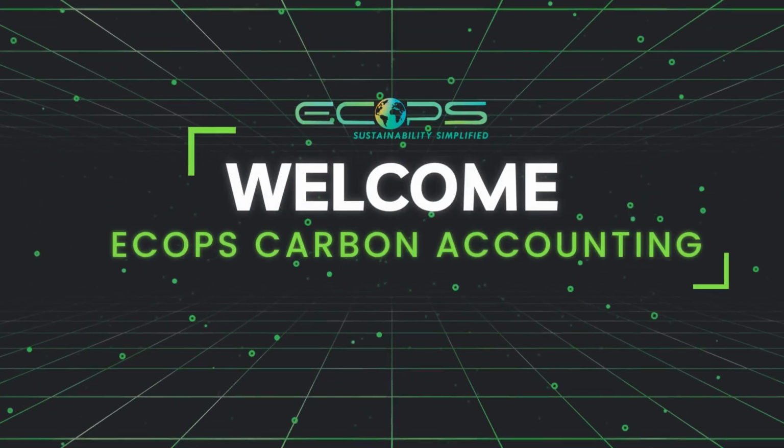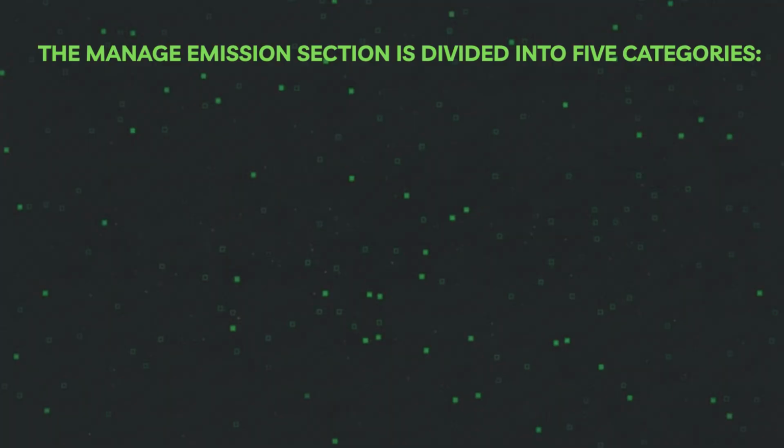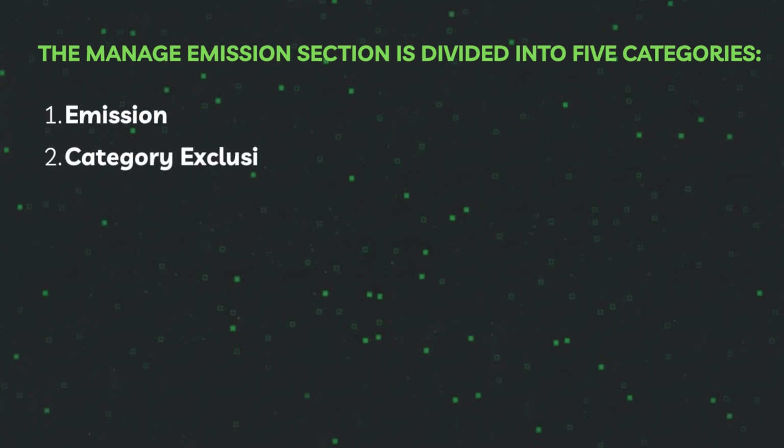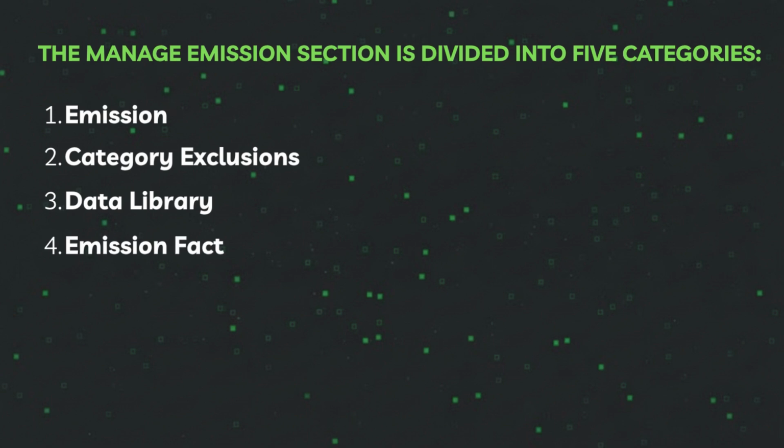Welcome to ECOPS Carbon Accounting. Manage Emission module. The Manage Emission section is divided into 5 categories. 1. Emission. 2. Category Exclusions. 3. Data Library. 4. Emission Factor. 5. Emission Factor Reference. Let's explore each section one by one.